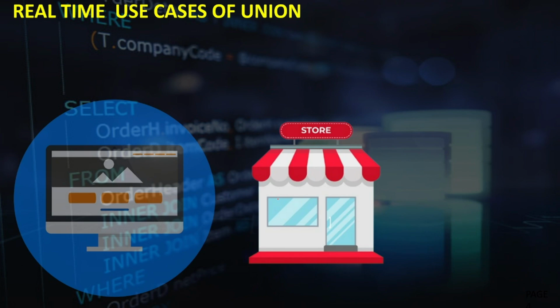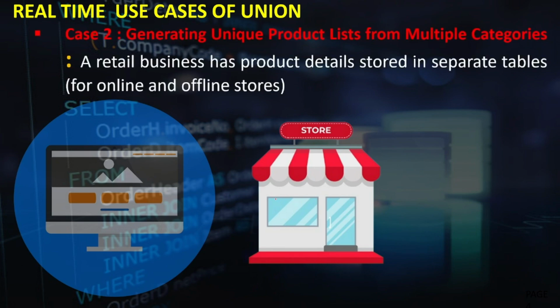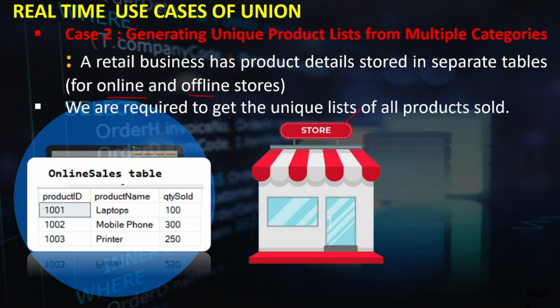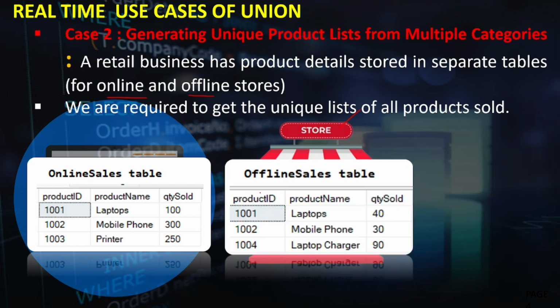The second example is a retail business, and this retail business has sales in two different modes. One is online sales and the other is offline sales. The offline sales take place in stores, whereas the online sales are on e-commerce websites. So they have data at two places. This is online sales data and this is offline data.